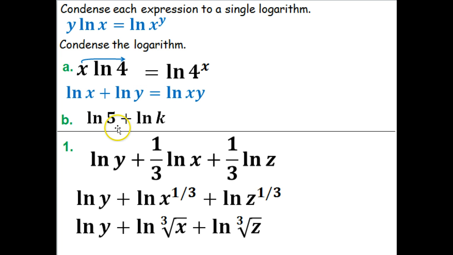So let's look at another example here. I have a natural log of 5 plus natural log of k. These have the same base. I'm just simply going to multiply these two together. 5 times k would give me 5k. And that's in the condensed form. Now I'm going to do that same thing here.